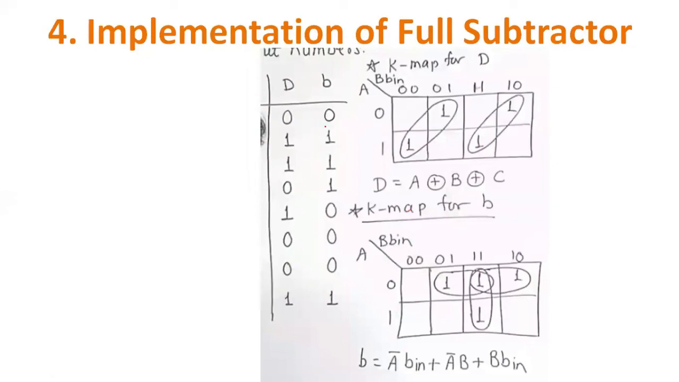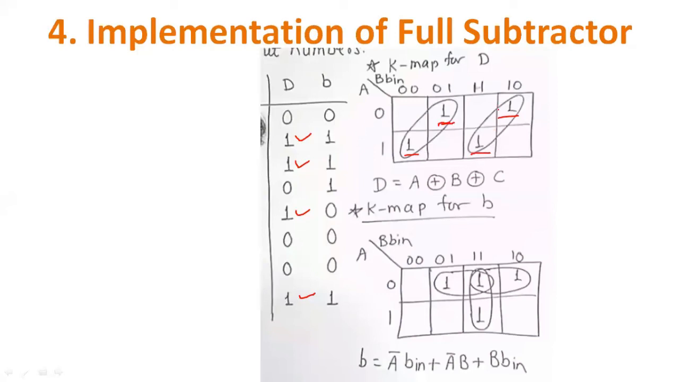So I'm just posting here the truth table along with the K-maps of difference and borrow. Okay, so for which combinations do we have 1 in the difference column? First combination, second combination, fourth combination, and seventh combination. So 1, 2, 4, and 7. For these combinations, we have got 1.